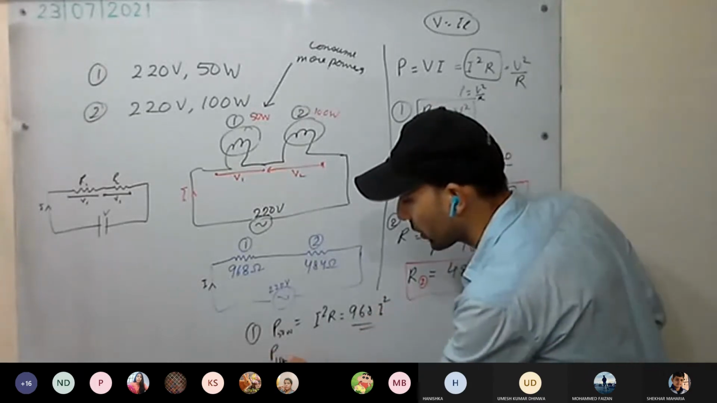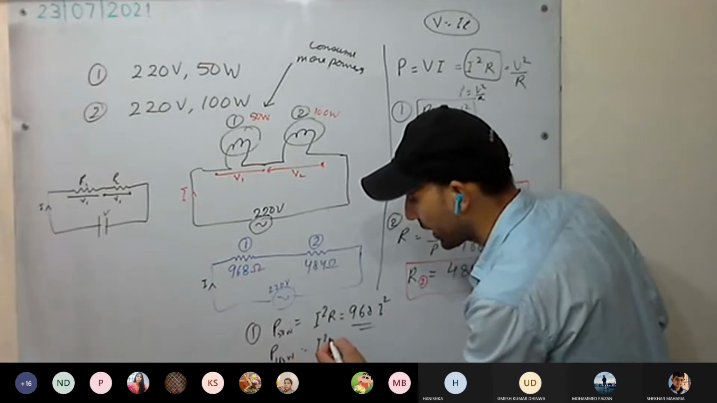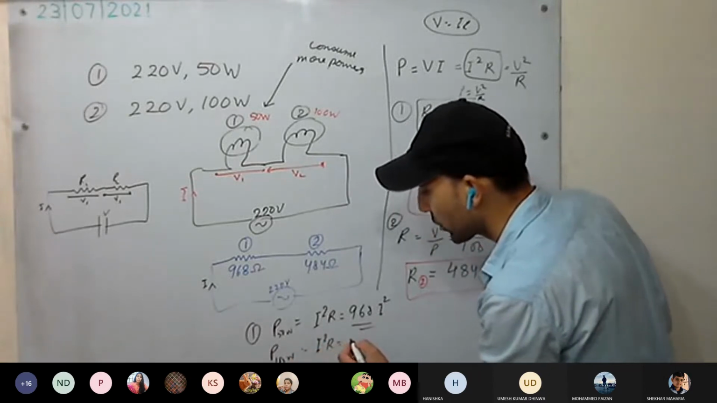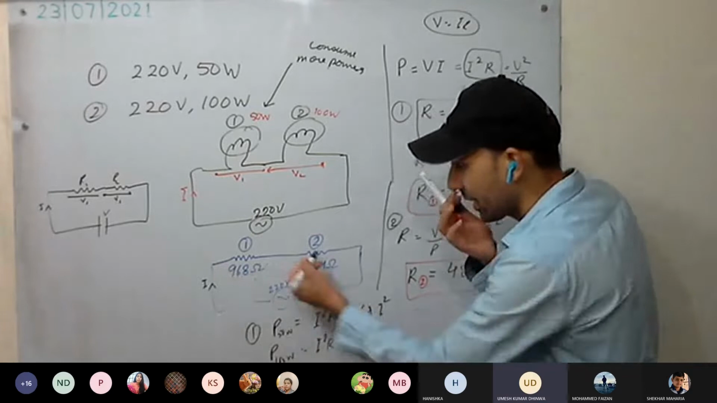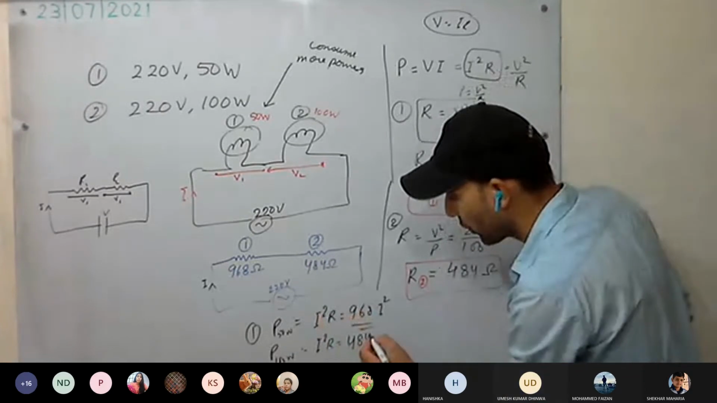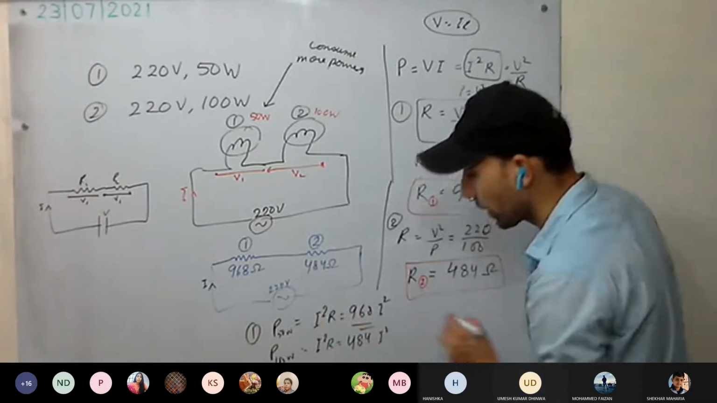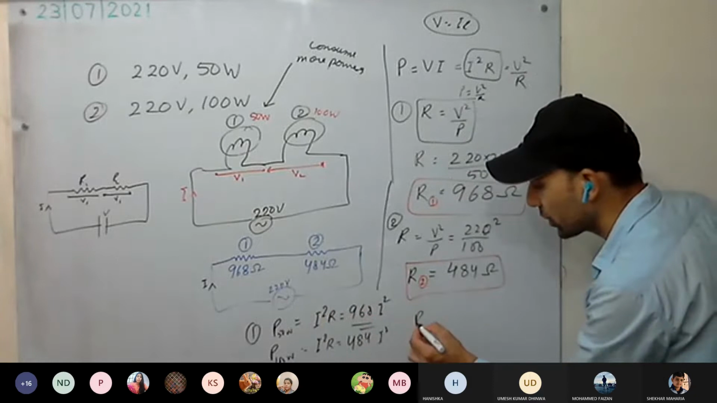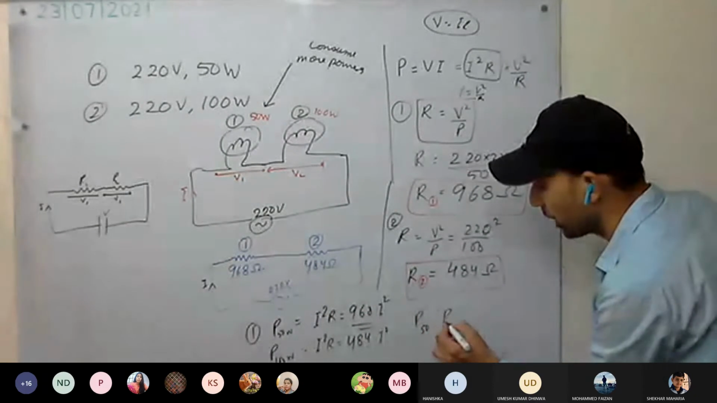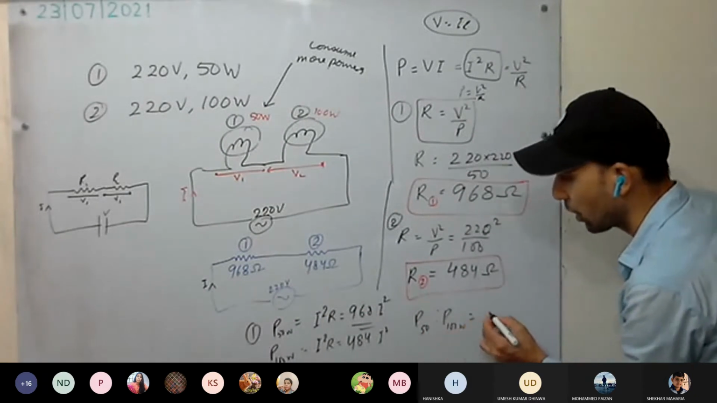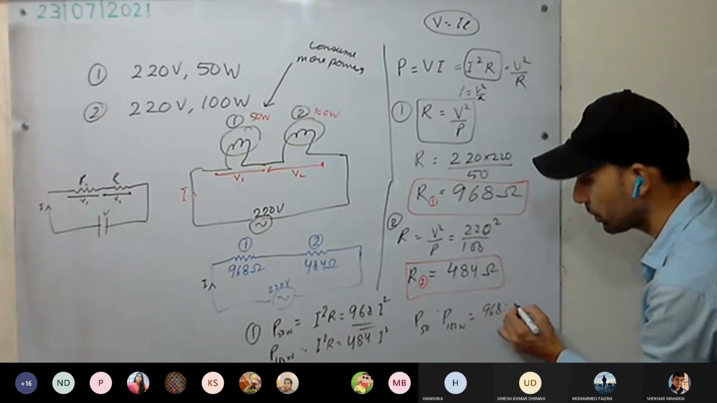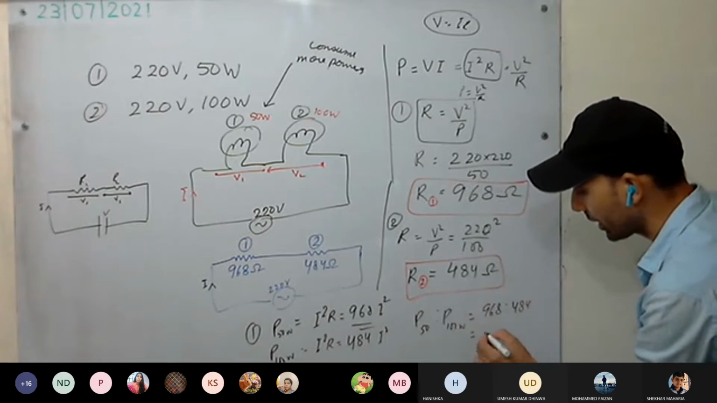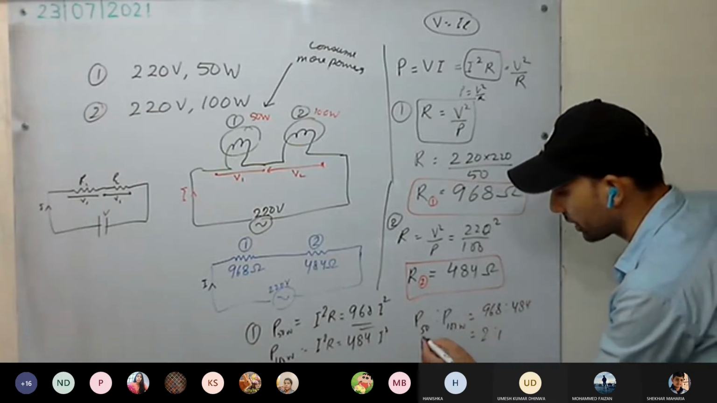Power of the 100 watt bulb, how much will it be? Again I square R, and I is the same, so 484 I square. If we take the ratio, P50 is to P100 watt, how much will it be? 968 is to 484. That is 2:1.